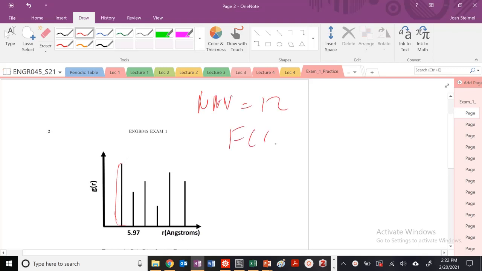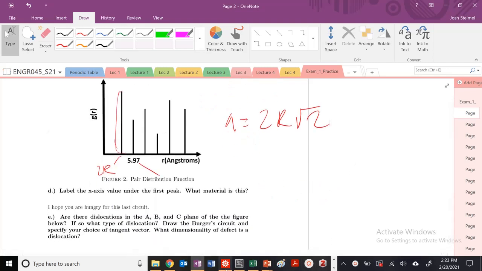I know the material is FCC. So I know that this value is going to be 2R. This value here is going to be my next nearest neighbor distance, A, which is going to be 2R square root of 2. So I can go ahead and plug that in and solve for R.